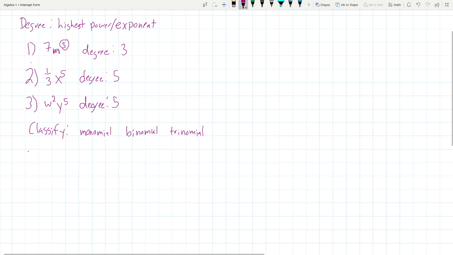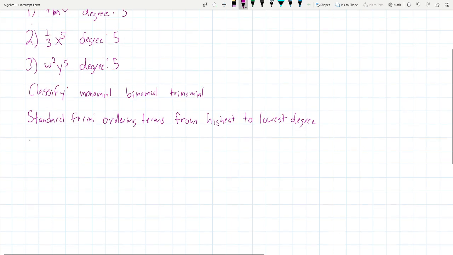So to start off with, standard form, I guess we should also talk about standard form. Standard form is ordering terms from highest to lowest degree. And whenever we start this, we're going to be doing this for each one. Let's look at number 4. Number 4, we have 5h minus 4h to the third minus 2.